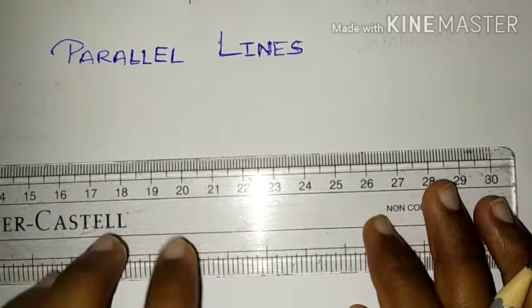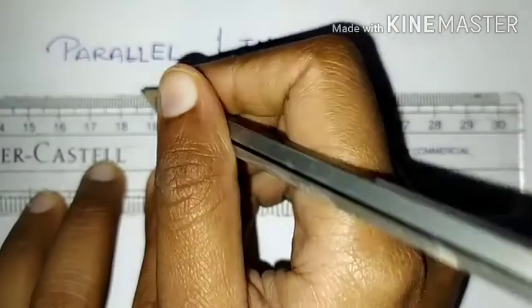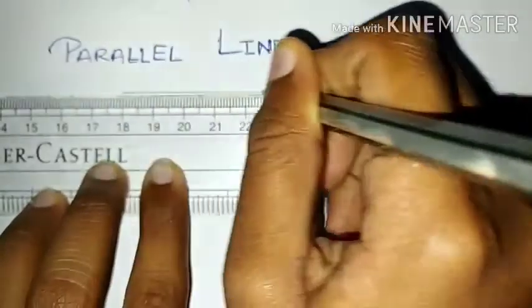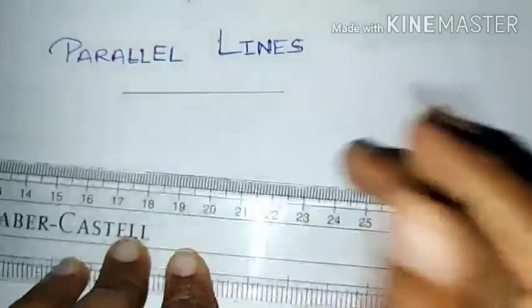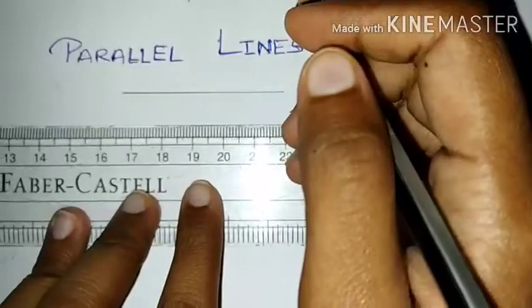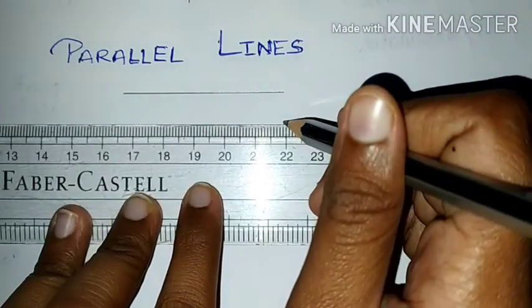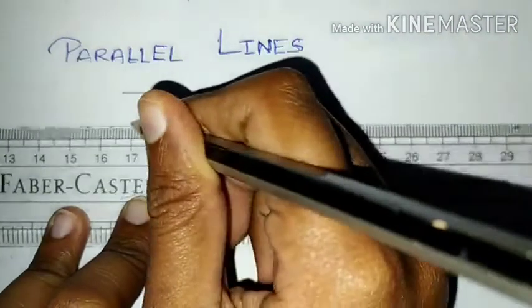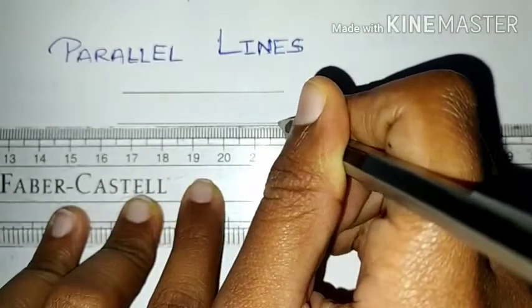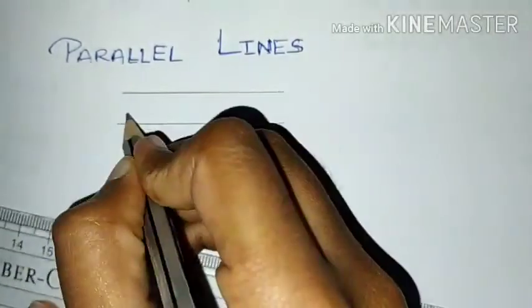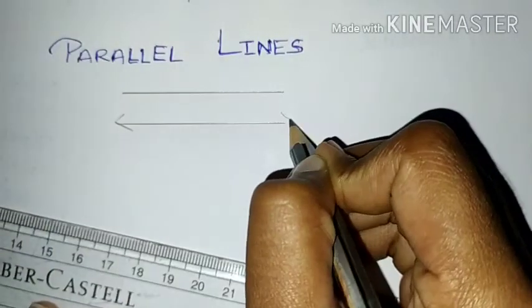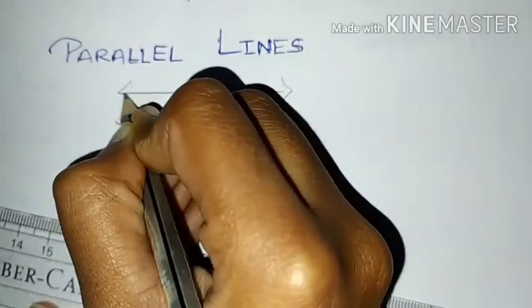Parallel lines are the lines which have a fixed distance between them. The distance between parallel lines is always fixed. Look here, these two lines are parallel to each other.